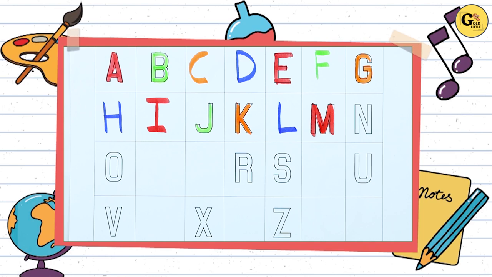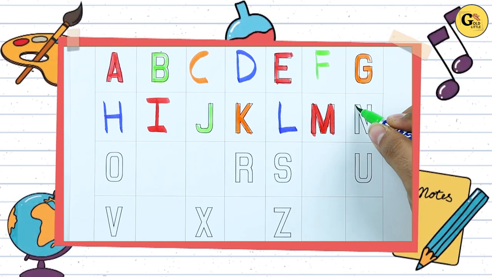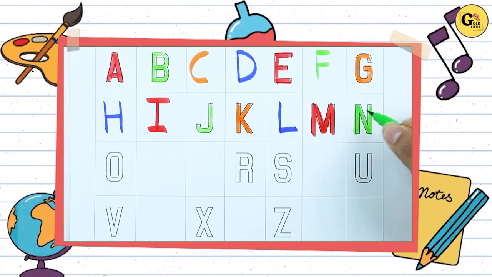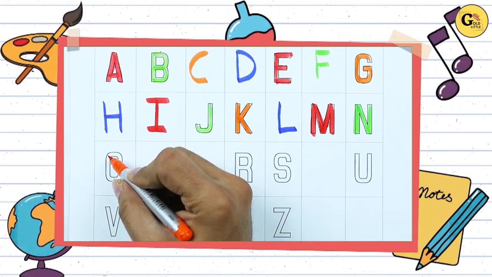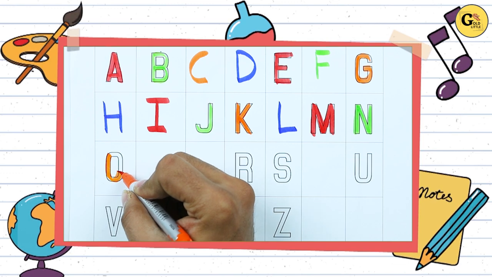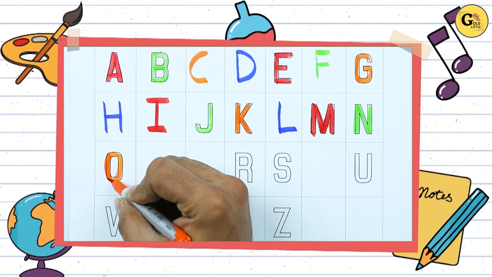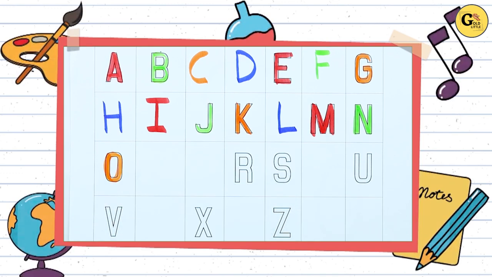What next? Tell me. Right. N. N for nest. N for nest. N with green color. O. O for octopus with orange color.